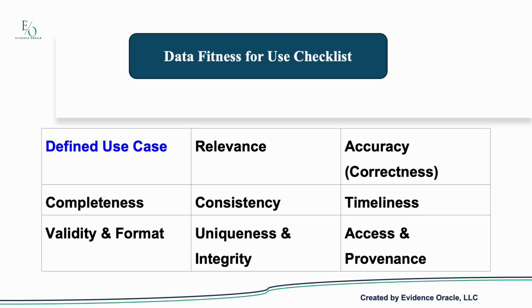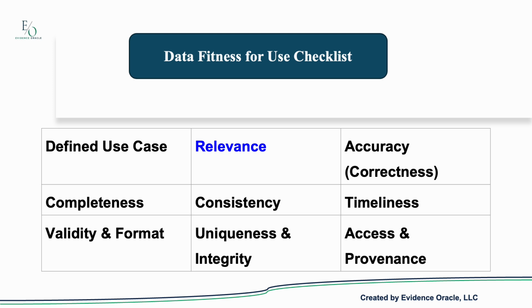Defined use case. Start with the most important step. Be clear about what decisions you're trying to make. Different decisions require different levels of precision. Exploratory trends don't need the same rigor as regulatory reporting. If you skip this step, you risk evaluating data quality against the wrong standard. You can't judge data quality without knowing how you want to use it.